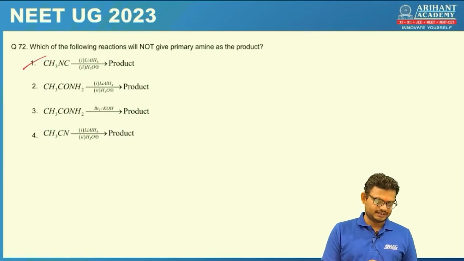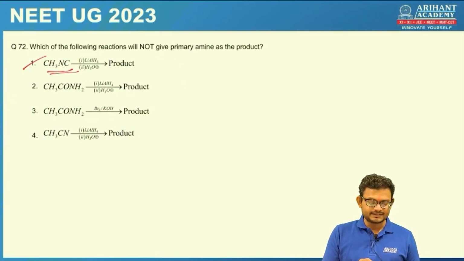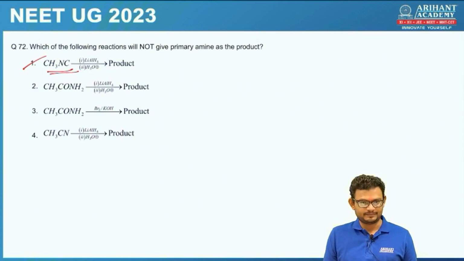Let's go for the next question. Which of the following reactions will not give primary amine as a product? Now, looking at the options, you can clearly see the second option is an amide, the third is an amide, and the fourth is a cyanide. And all of these on reduction would give a primary amine. It is only the first option, which is an isocyanide, that on reduction would give a secondary amine instead of a primary. So the first option is the correct one.